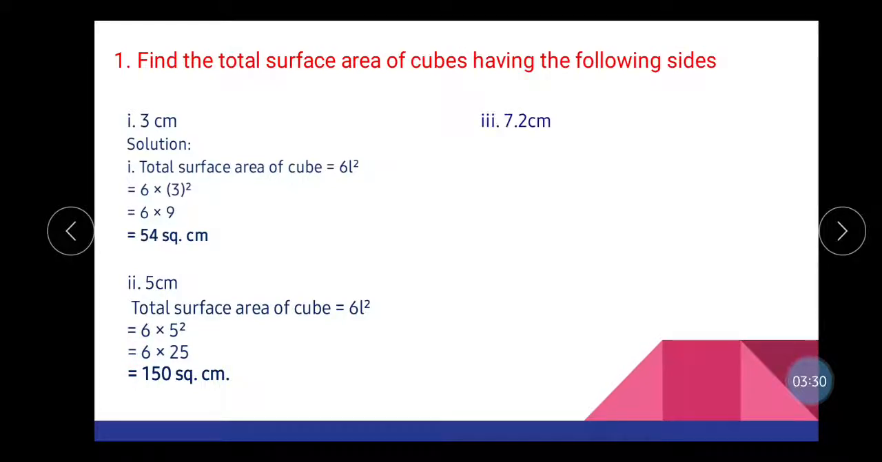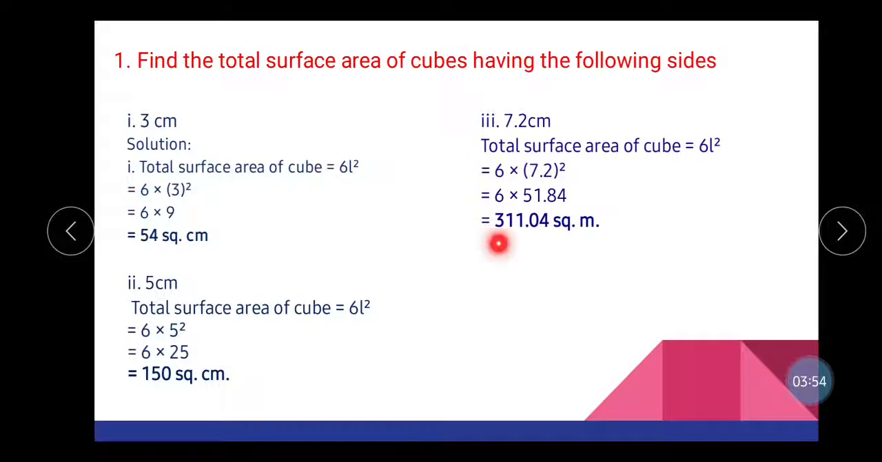Third one, 7.2 centimeter. Total surface area of the cube is equal to 6L square. Substituting the value of L, we get 6 into 7.2 the whole square. 6 into 51.84. When you multiply 7.2 into 7.2, you will get 51.84. 51.84 by 6, you get 311.04 square meter. Children, by mistake it is written over here centimeter. Please change it and write as meter. Here it should be meter. Here it is proper.